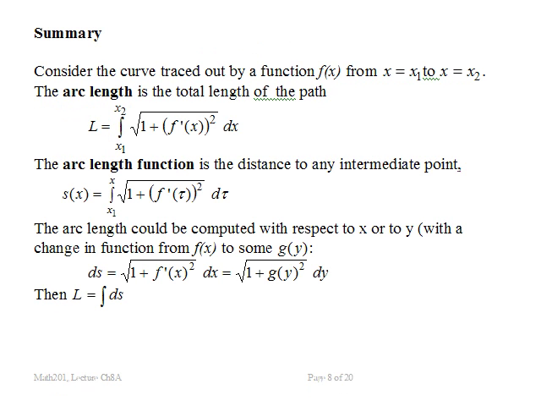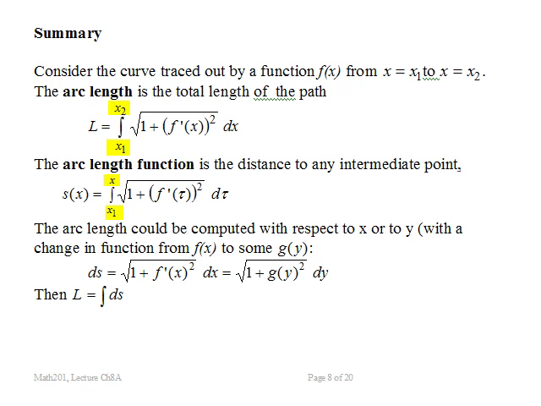Okay, here's a summary of these arc length terms. One is the arc length, which is the total length of the path from some starting point, calling x1, to some ending point x2, and it is a definite integral between x1 and x2 of the square root of 1 plus the derivative squared. The arc length function is the distance to any intermediate point along the curve, from x1 up to some value of x. And I've changed from x to tau as my dummy variable of integration. Same expression, 1 plus f prime squared.